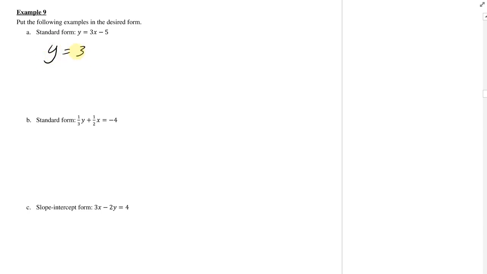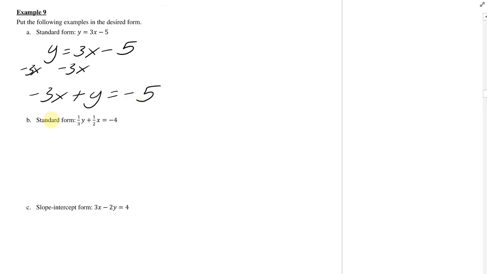So here for A, I've got this equation. I really just need to get x and y on the same side. So this just becomes negative 3x plus y equals negative 5. And then we're really done, right? That's all we have to do. We don't have to do anything else.